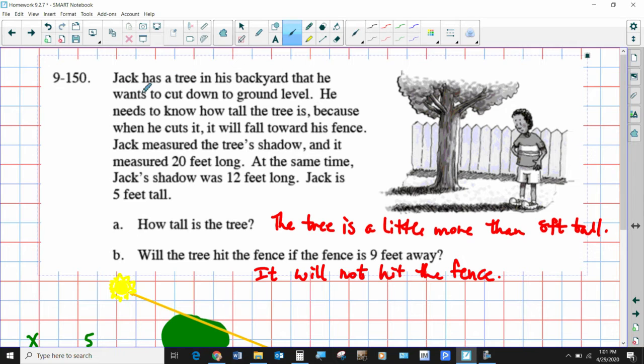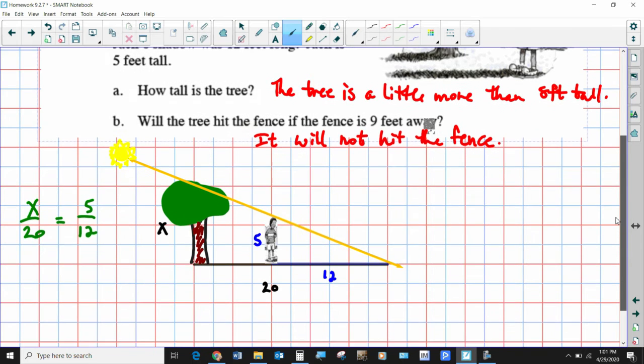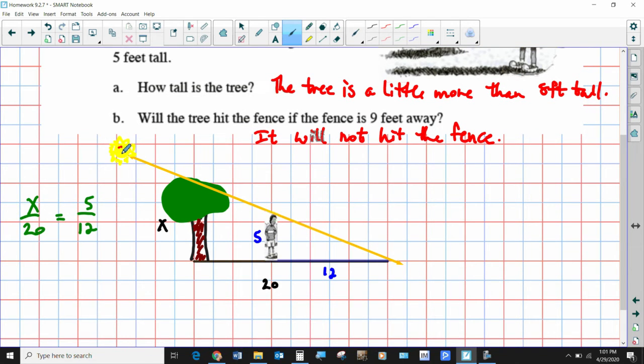Jack has a tree in the back of his yard he wants to cut down to ground level. He needs to know how tall the tree is because when he cuts it, it will fall toward his fence. Jack measured the tree shadow and it measured 20 feet long. At the same time, Jack's shadow was 12 feet long and Jack is 5 feet tall. So remember, this is what we refer to as indirect measurement, where the sunlight beam that's coming down, forming the shadows, is a straight line, which kind of serves as a hypotenuse because trees grow perpendicular to the ground. Assuming the ground is flat, it's going to grow straight up toward the sun. And then you're standing straight up, or this dude is standing straight up.